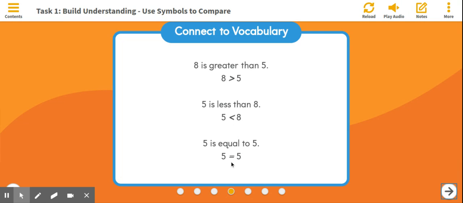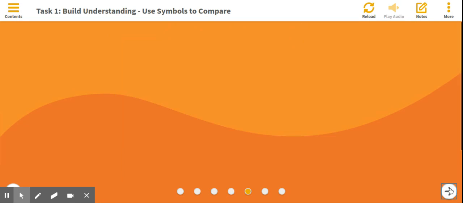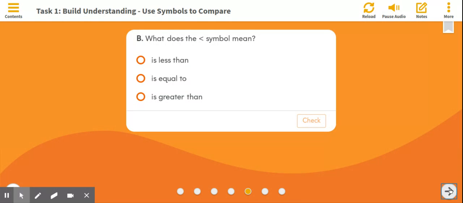And we know this one. We've been using this one all year. 5 is equal to 5. They're the same. What does that symbol mean? That was the less than symbol.